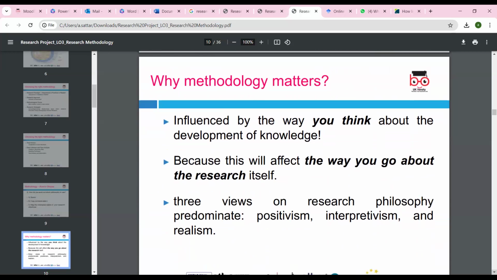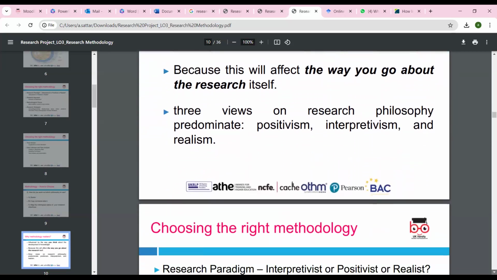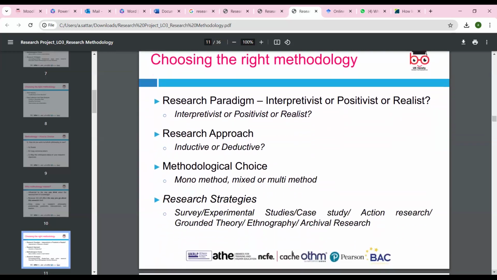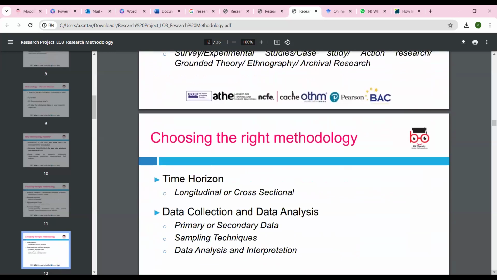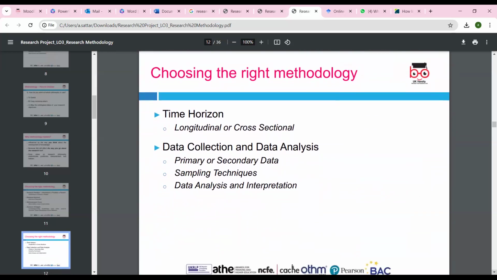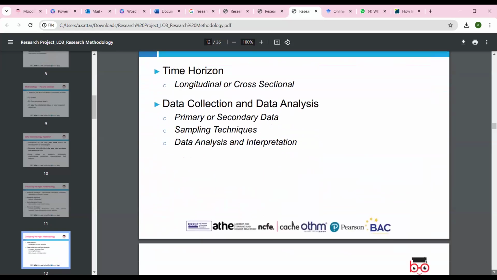That is influenced by the way you think about the development of knowledge, because that will affect the way you go about the research. Three views about research predominate: positivism, interpretivism, and realism. These look at reality. So changing the methodologies, which we can look at in a minute, is very, very important in any research. So longitudinal, cross-sectional, primary, secondary, sampling, and data analysis.